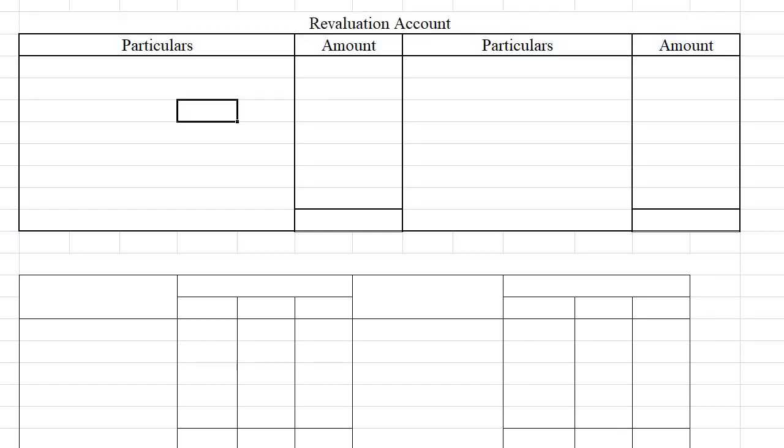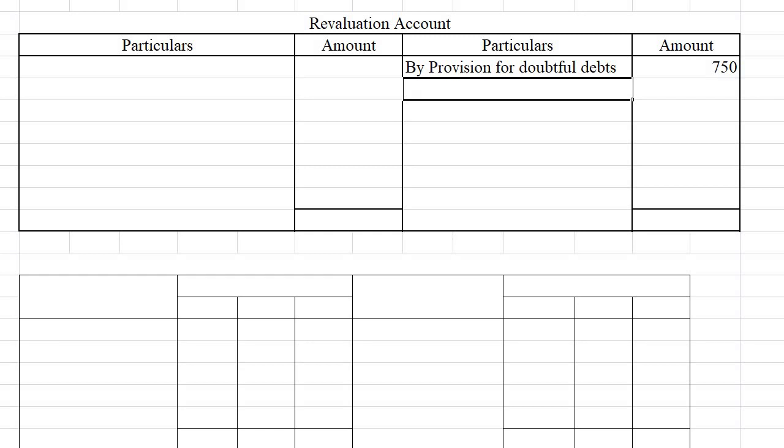This is the revaluation account here. In the first adjustment, provision for doubtful debts is decreased. Provision for doubtful debts is a liability. A liability decreased will be shown on the credit side of the revaluation account. So by provision for doubtful debts, 750 decreased, that is to be written here. Then next, land and building appreciated. That means asset increase. Asset increase also will be shown on the credit side. 90,000 is the amount.